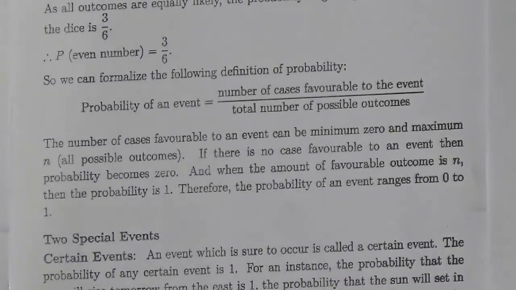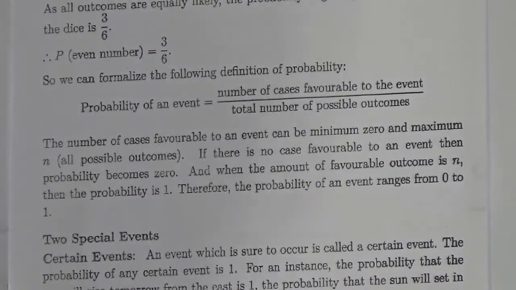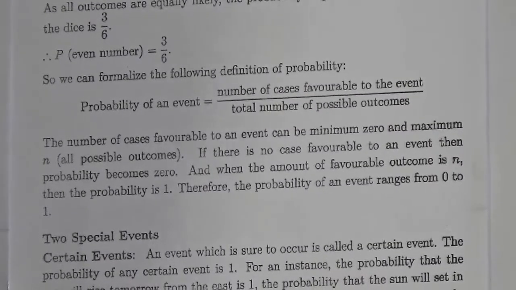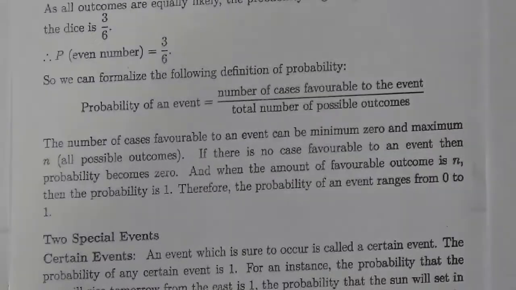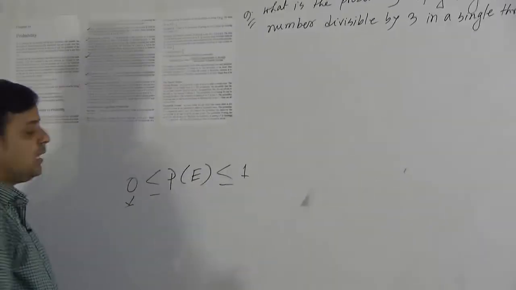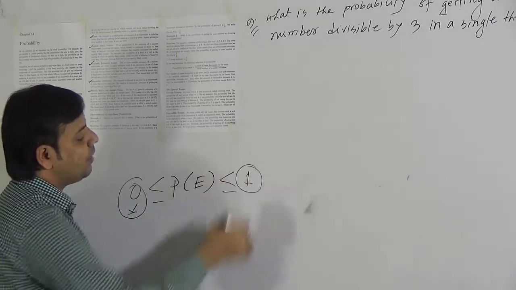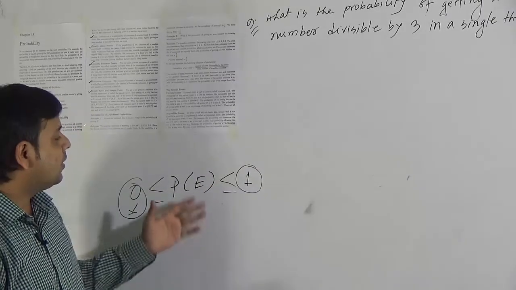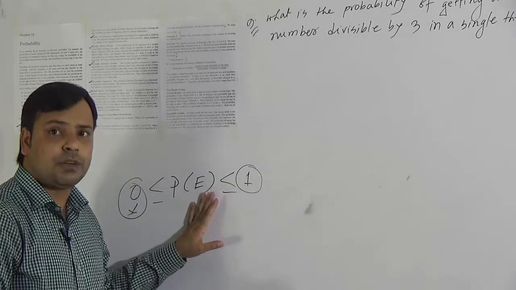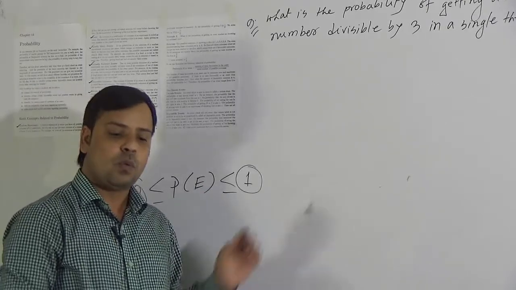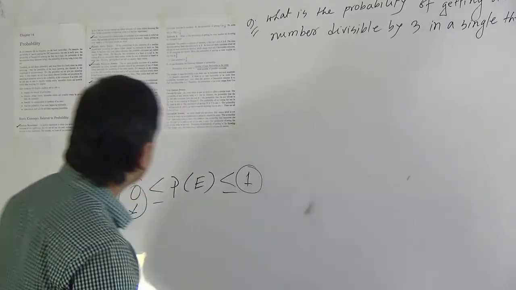It means that the probability of any event, P of E, ranges from 0 to 1. If the favorable outcome is 0, then the probability will be 0. If the favorable outcomes and the total number of possible outcomes are equal, then the probability will be 1. Okay dear students, now go to the next topic.